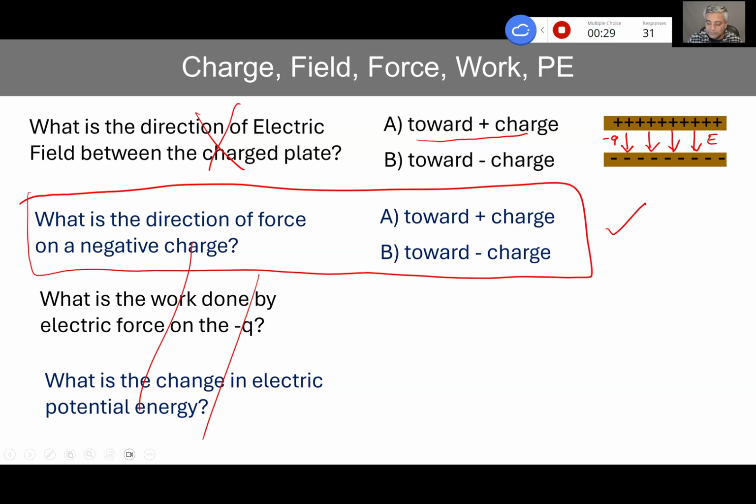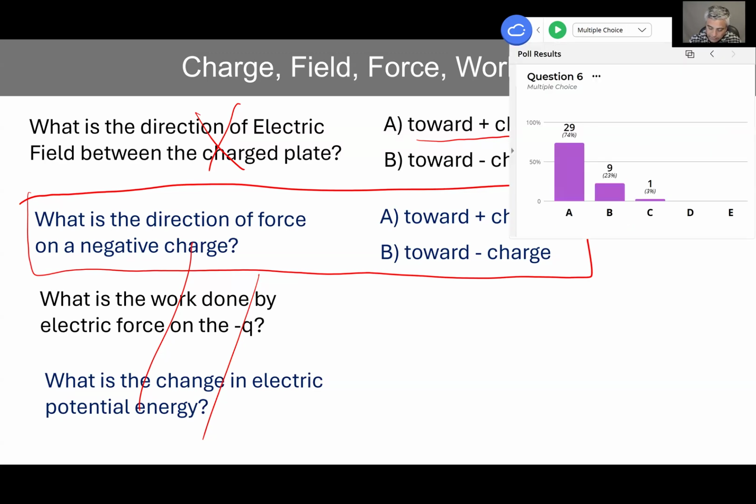Thirty more seconds. Five more seconds. Five, four, three, two, one, and it stops. Let's see what we got here. A, towards the positive charge.